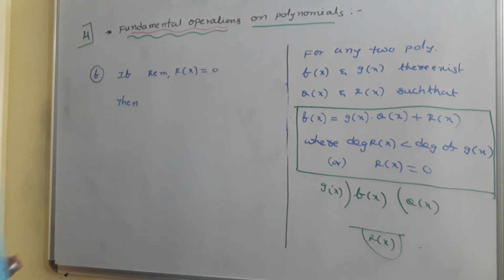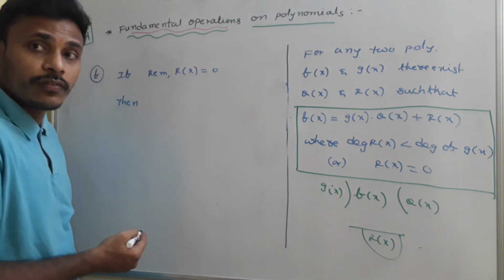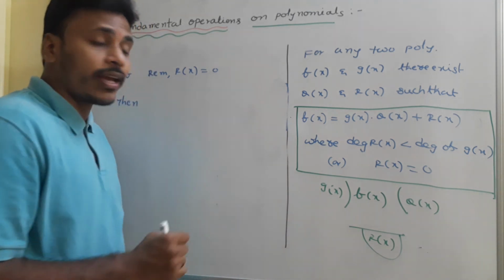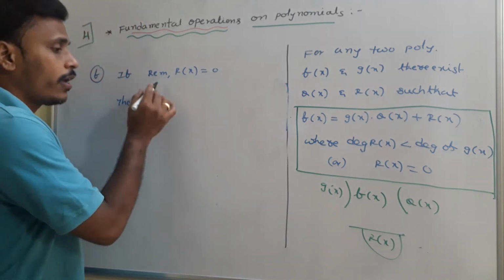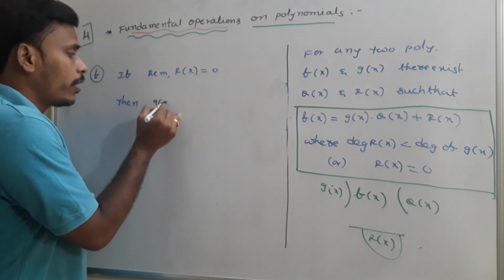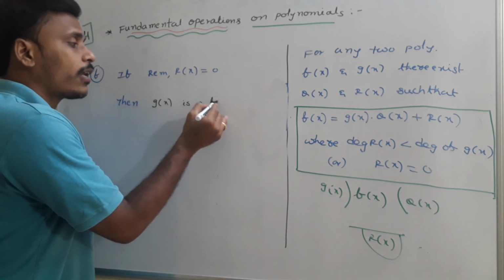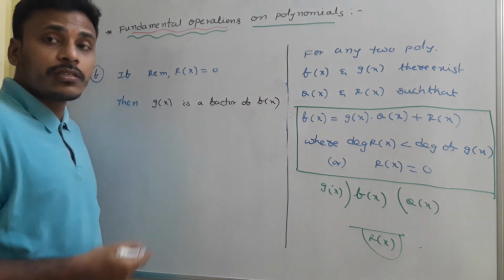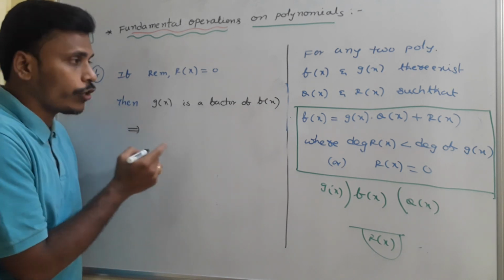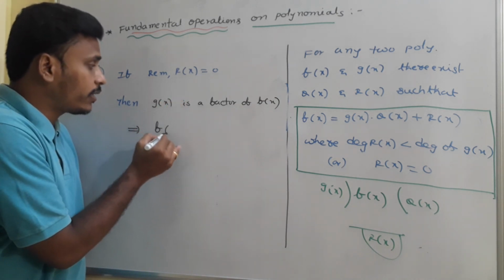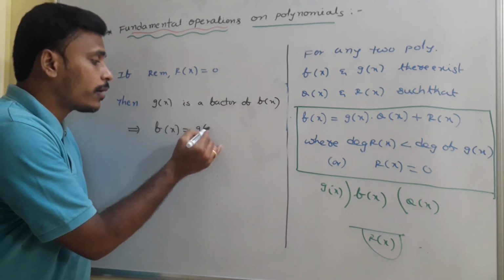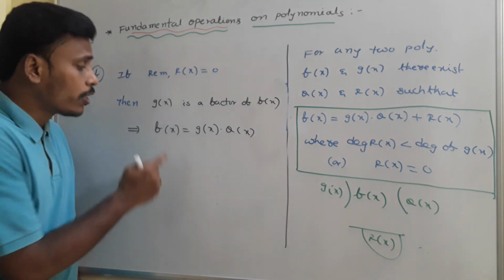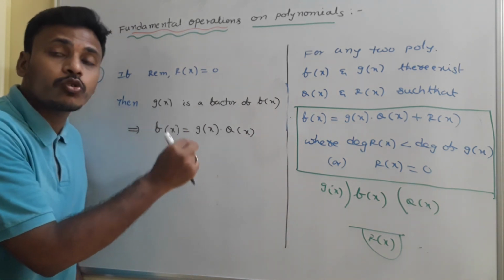If the remainder r of x is equal to 0, then how will the division become? Here the remainder is 0, and that's why we say that this g of x is a factor of f of x. Since g of x is a factor of f of x, in this situation, since the remainder is 0, we directly write that f of x is equal to g of x into q of x. There is no remainder because the remainder is 0.